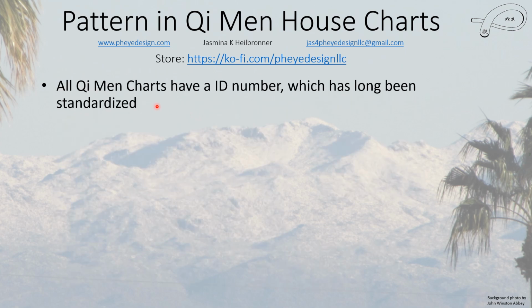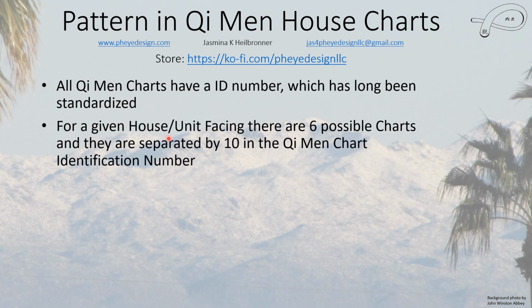Now, all Chi-Man charts have an ID number, and this has long been standardized. I don't know how long, but it's been a long time. For any given house or unit facing, there are 6 possible charts, and those 6 will depend on where your incoming chi is coming from. When we look at the chart number, they're separated by 10. So the charts go from 1 to 1,080 charts, so it's somewhere in that range.